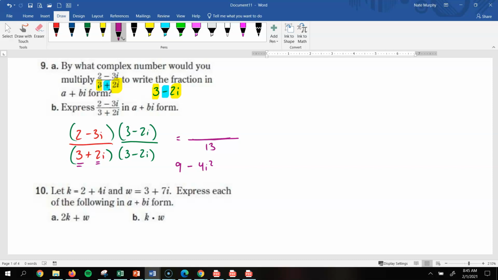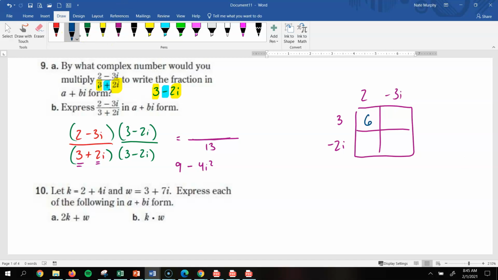All right, let's look at the numerator, though. So the numerator, 2 minus 3i times 3 minus 2i, I'm going to use that box method. So when we multiply those together, we would get 3 times 2 is 6. 3 times negative 3i is negative 9i. And 2i times 2 would be negative 4i. And negative 2i times negative 3i would be a positive 6i squared. But remember, i squared is negative 1, so this really means that we have negative 1 times 6, which is negative 6.